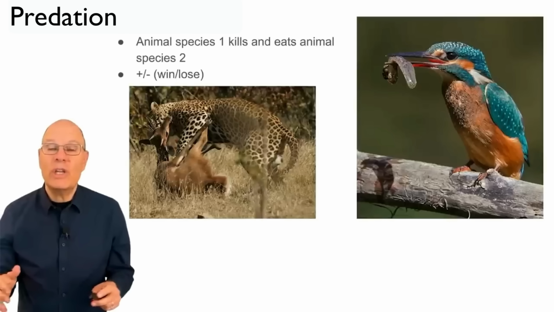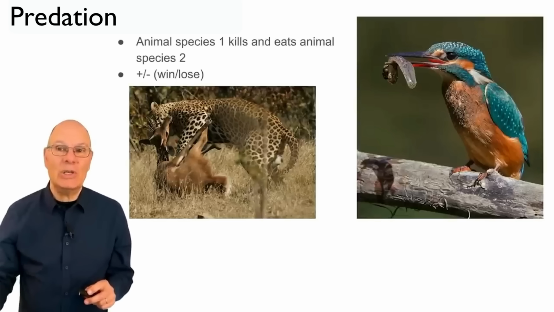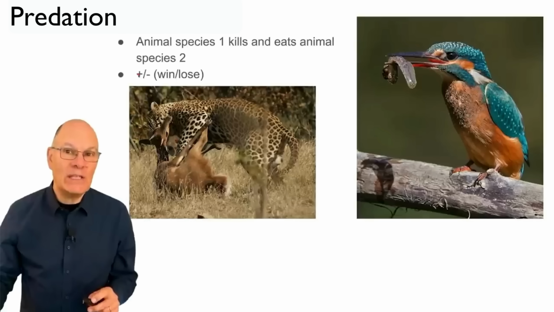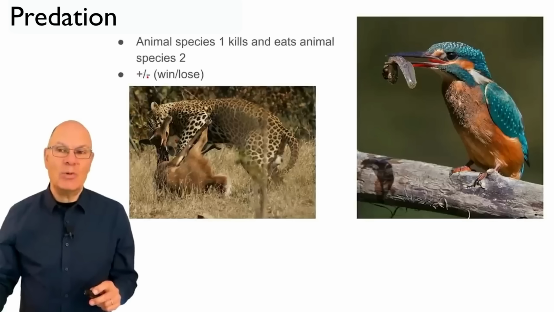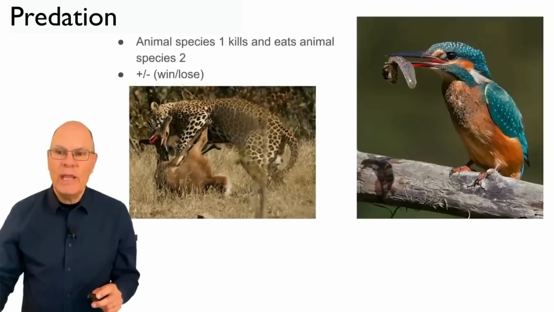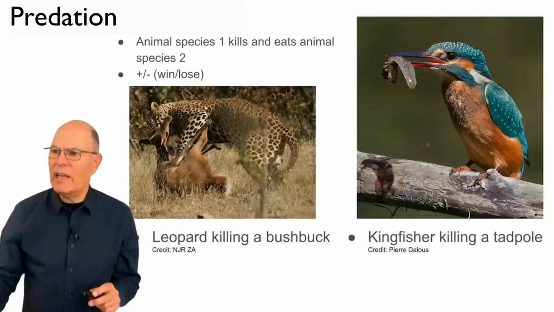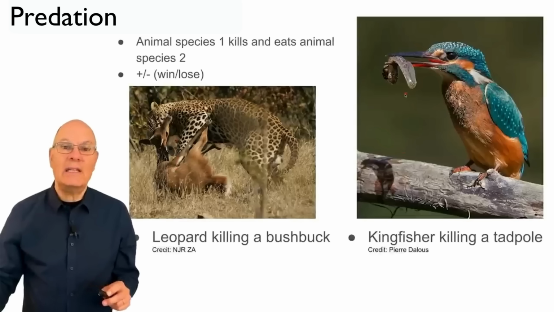Predation is a relationship where animal species 1 kills and eats animal species 2. It's obviously a plus for the predator and a minus relationship for the prey. It's a win-lose interaction. Here we have a leopard killing a bushbuck, and here we have a kingfisher killing a tadpole.